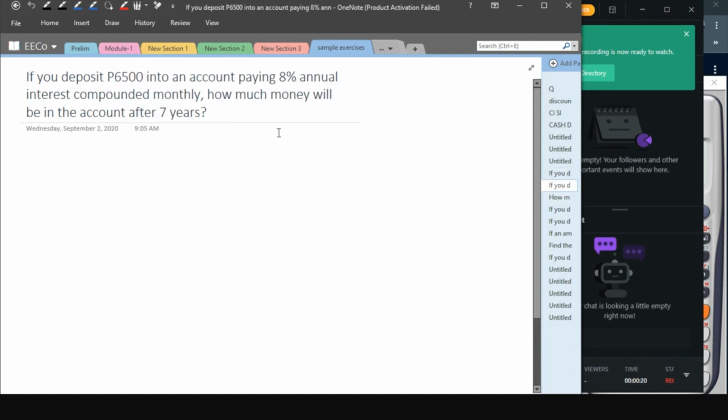Next problem: if you deposit 6,500 into an account paying an annual 8% compounded monthly, how much money will be in the account at the end of 7 years? So, F is equal to 6,500 multiplied by 1 plus the i of 0.08, the annual interest compounded monthly, so divided by 12, raised to 12 times 7. So, how much will be the amount of money after 7 years?